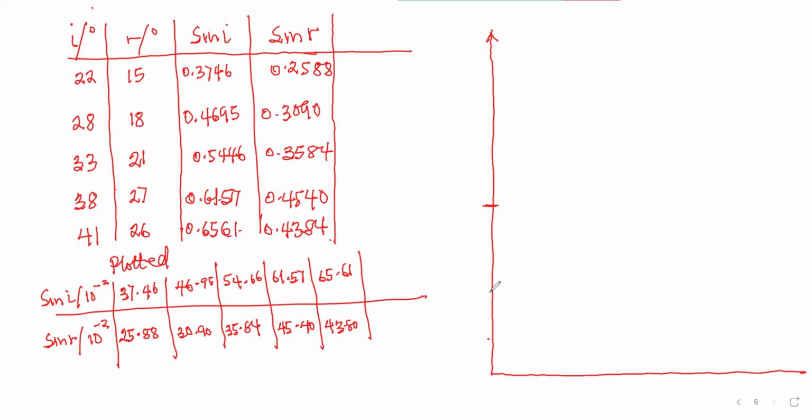Angie. Please, does that mean that it is the sin I and sin R values that will be plotted on the graph, not the actual I and R values? Yes. Angie, listen to the instruction: complete the table and then plot a graph of sin I on the vertical against sin R. Is that okay? They are actually the values of sin I and sin R, not I and R.